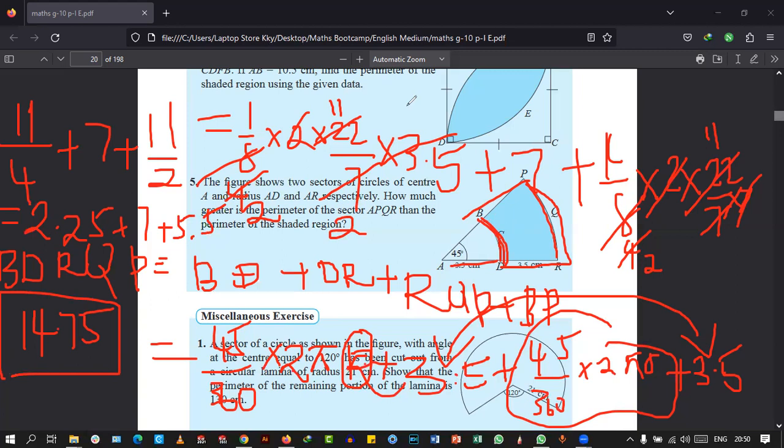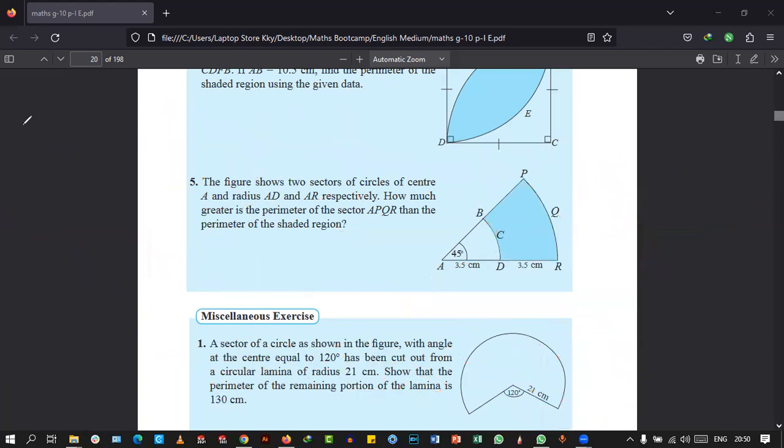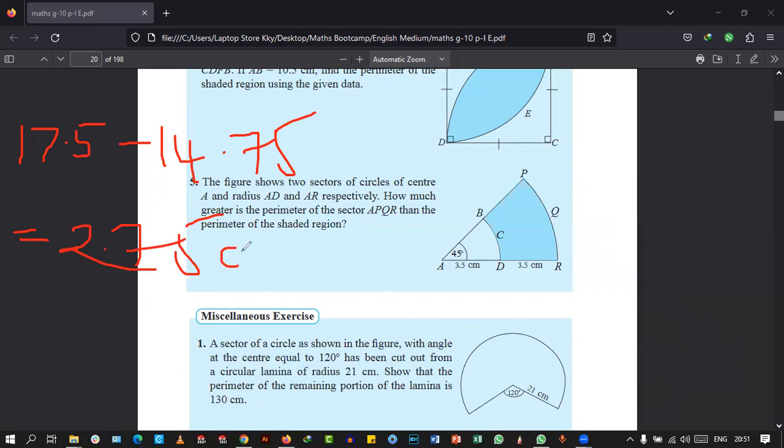Right? So initially we obtained 17.5 minus 14.75. So if you get the answer for this one, the answer will be 2.75 centimeters. Likewise, you can calculate this. If I made any kind of calculation errors, you can correct it, right? Okay, so that is how we calculate this one.